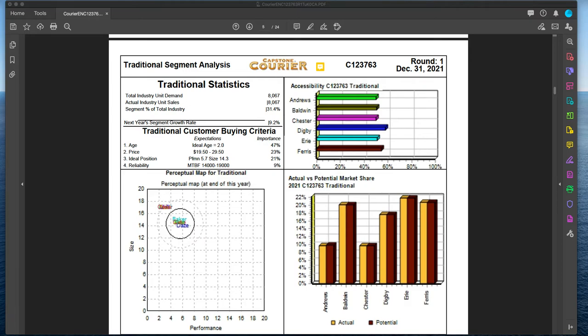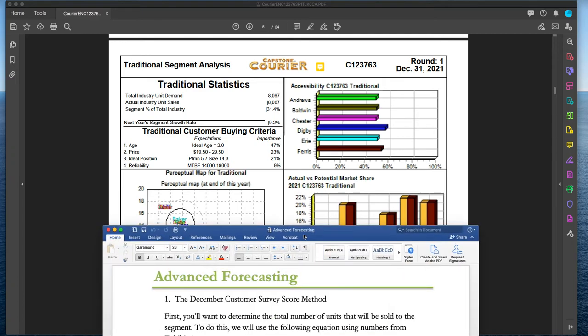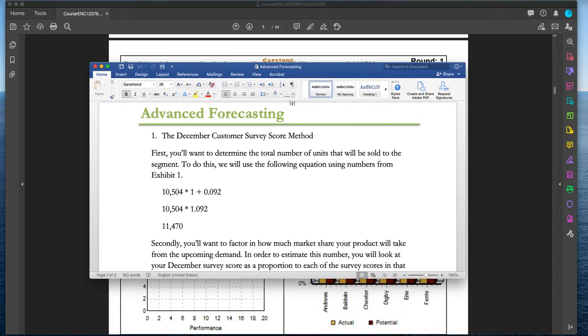What I'd like to do is show you an example of how to calculate your forecast after round one. Beginning in round two, in both the practice round and the competitive rounds, you'll want to use a more advanced forecasting technique. I provided several files in that Capstone resources folder on Moodle. I'm going to show you one here that I think would be a good one to start with, and that's this advanced forecasting Word document.